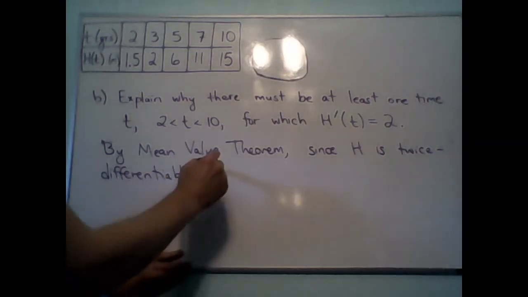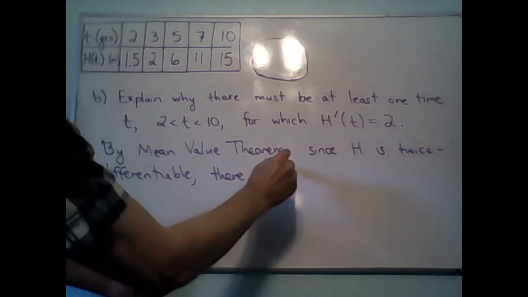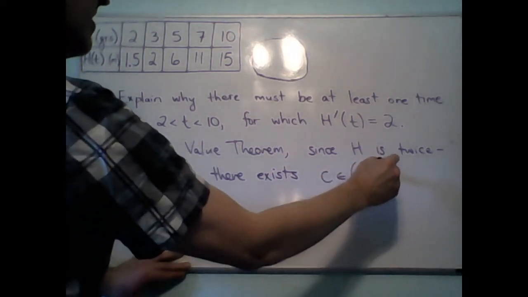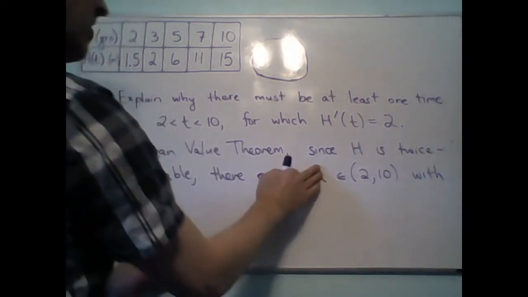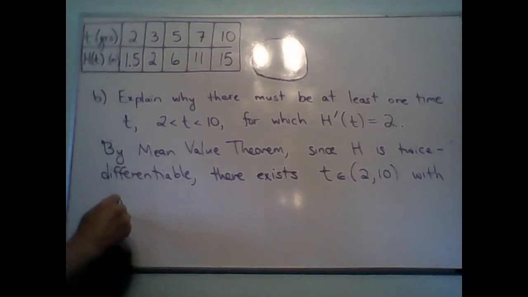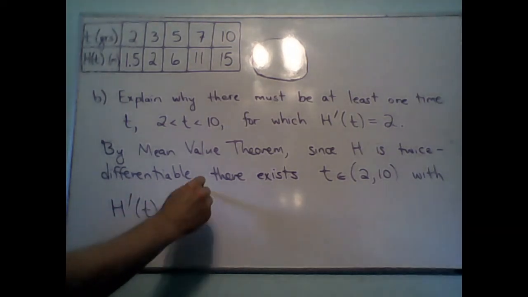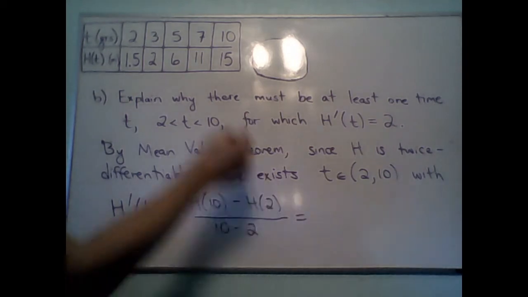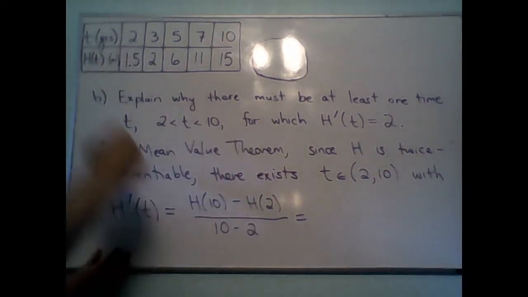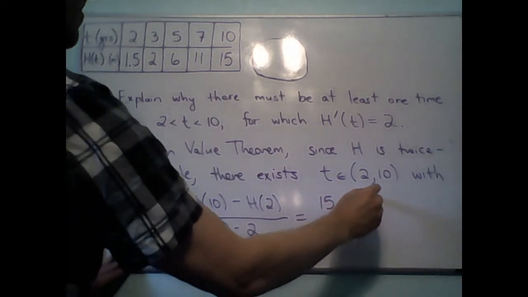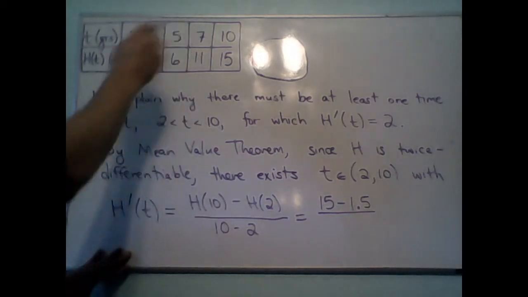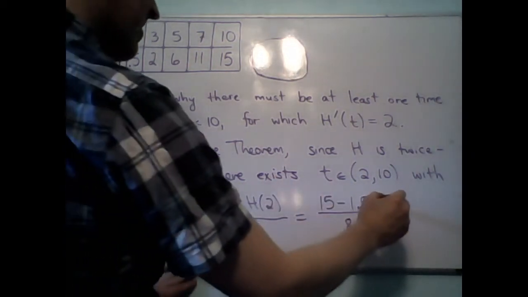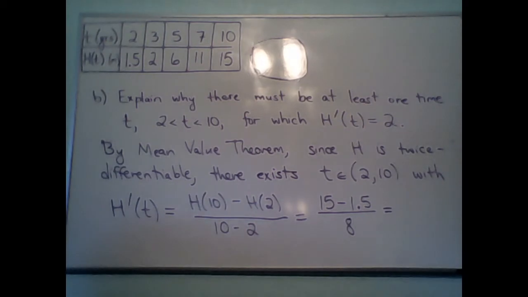Since h is twice differentiable, there exists a point c in the open interval from 2 to 10, well, I'll call it t. There exists a t with h prime of t equaling h of 10 minus h of 2 divided by 10 minus 2. What is h of 10? 15. H of 2 is 1.5. So 15 minus 1.5 over 10 minus 2 is 8. And we get, hold on, this seems incorrect.